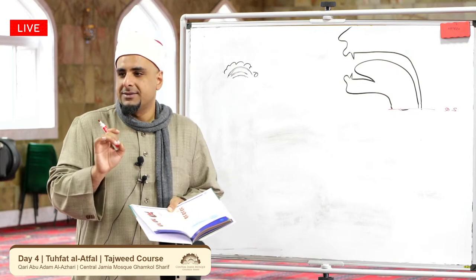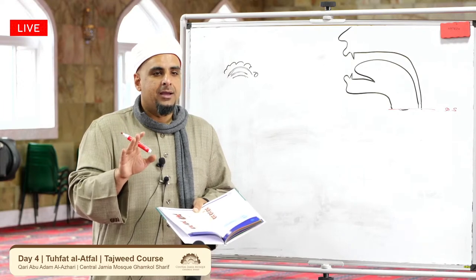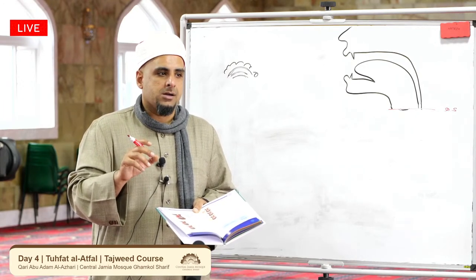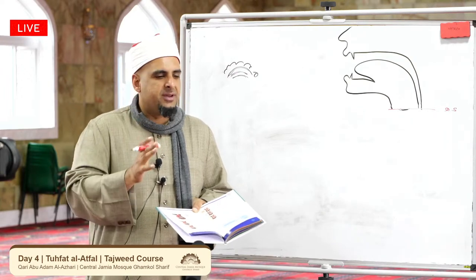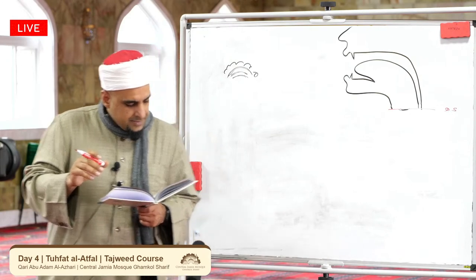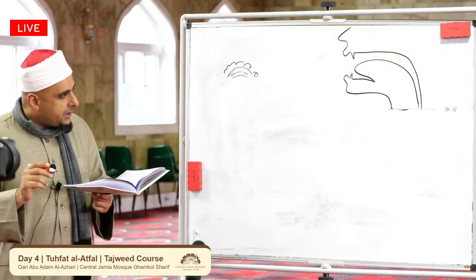Without narrowing the epiglottis, without raising the back of the tongue, without any movement, ha. That's how you pronounce the letter Hamza and Ha. Don't change or move anything. Keep it natural. Simple. The next one, wasta al-halq, the middle part of the throat. The letters Ayn and Ha.